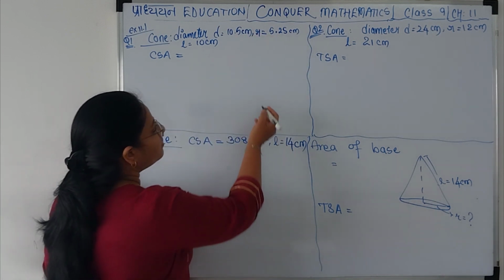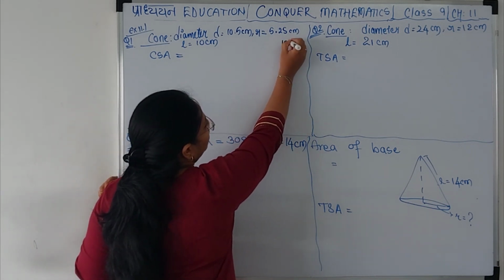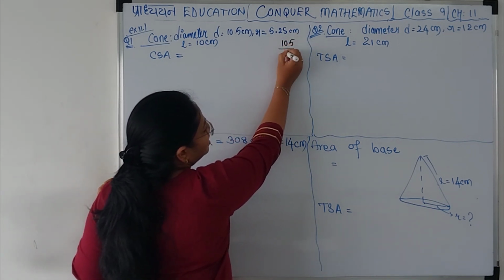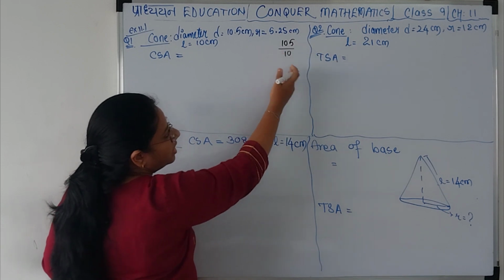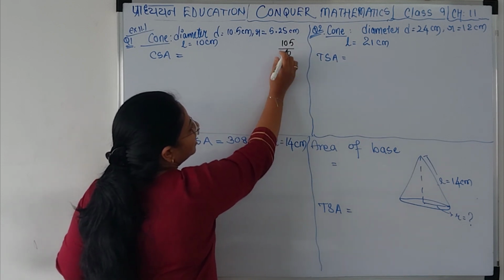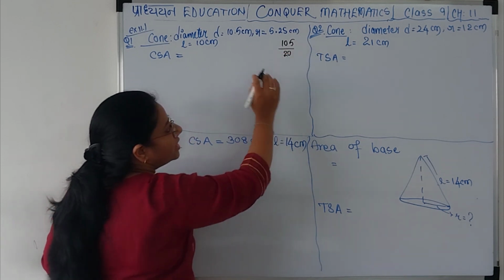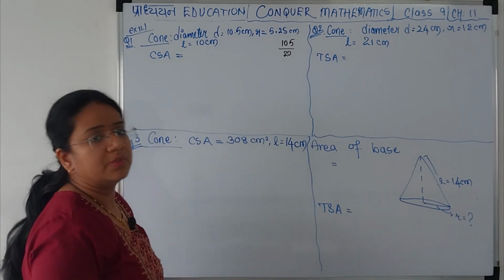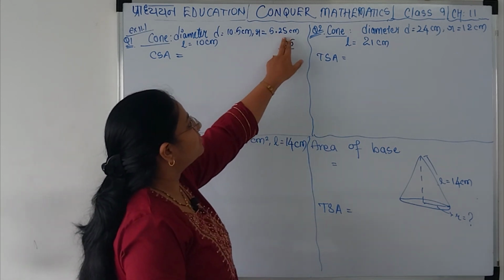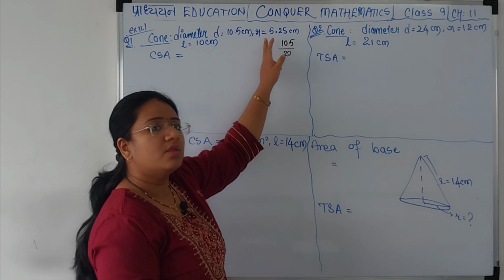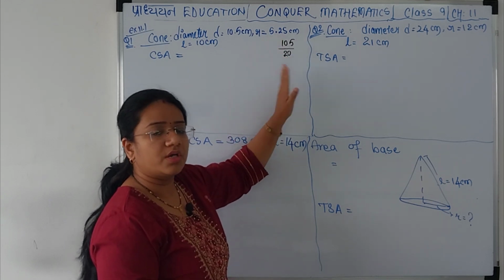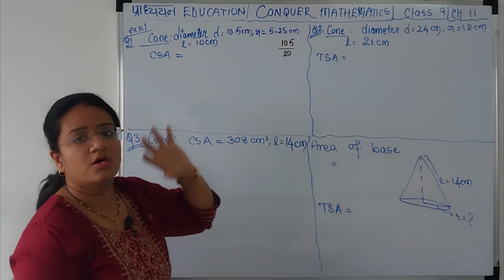There is one more way you can do this. If 10.5 is the diameter, that is 105 by 10. You can make it 105 by 20 for the radius. If you don't want to go for decimals, you can do this also. Then don't divide anything here. Use this value directly in the formula.